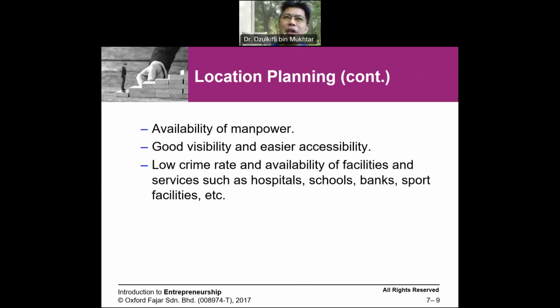Kalau saya boleh bagi, it's not for startup, but rather for very established companies. Let's say Maybank, comparative to other banks, I think Maybank is more visible. Kalau di Kelantan ni tengok, mesti dia pilih location dia at the junction of main roads, for example. Dia suruh nampak benda tu. Low crime rate and availability of facilities and services such as hospital, schools, banks and sport facility. Ini kita regarding the crowd lah.